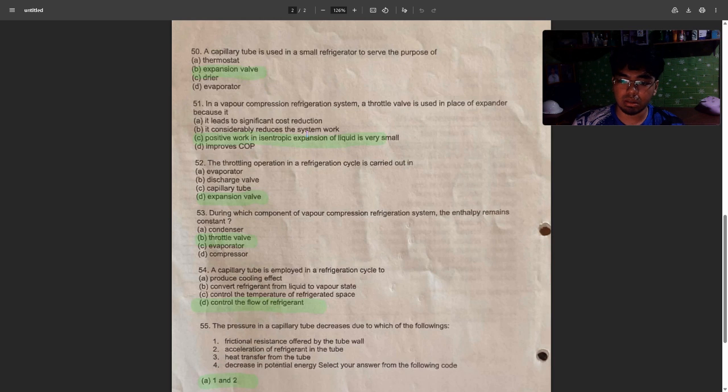Positive work in isentropic expansion of liquid is very small. Why? Since liquid refrigerant produces very little useful work when expanded. So using an expander would not be worth its cost and complexity. A throttle valve is simpler and cheaper. So, letter C.